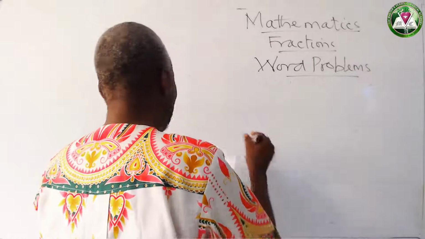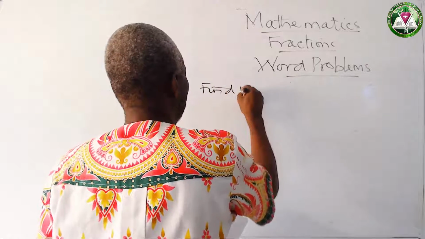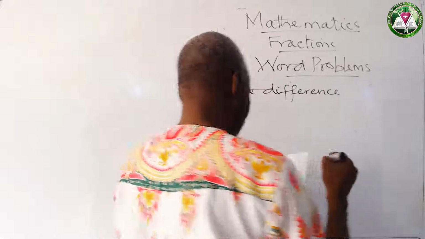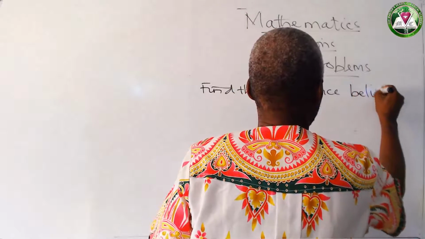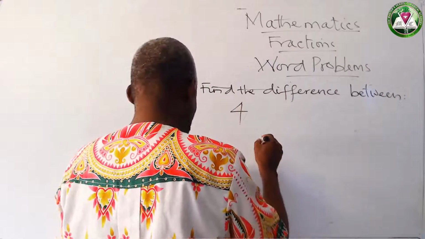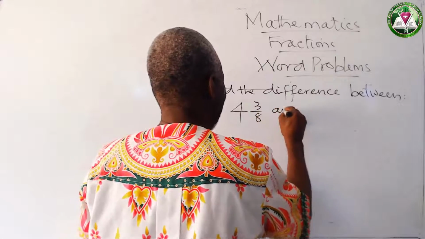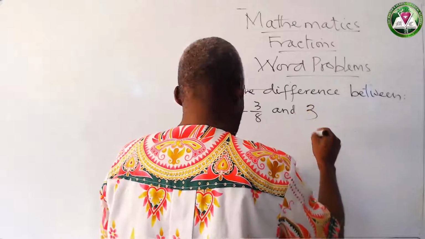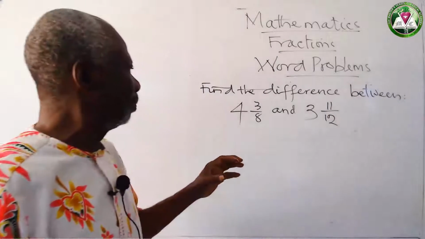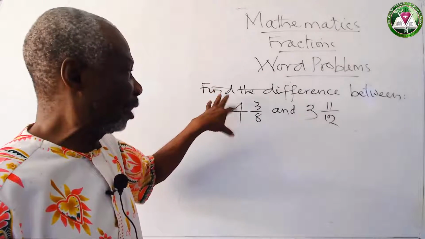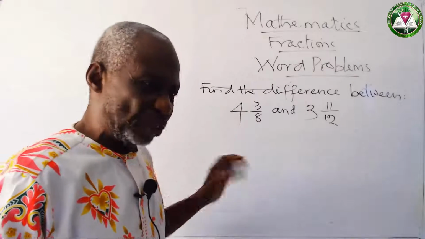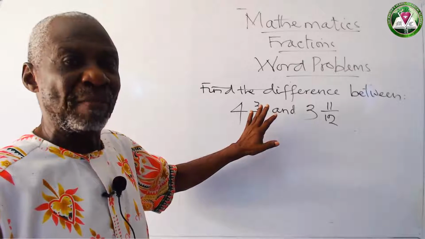Now, let's take the example. Find the difference between what? Let us see. 4 3/8 and 3 11/12. Let's see. 2 numbers are given here. 4 3/8 mixed fraction, proper mixed fraction. 3 11/12 proper mixed fraction. Which of them is bigger? The first. So they have arranged this one properly for us.